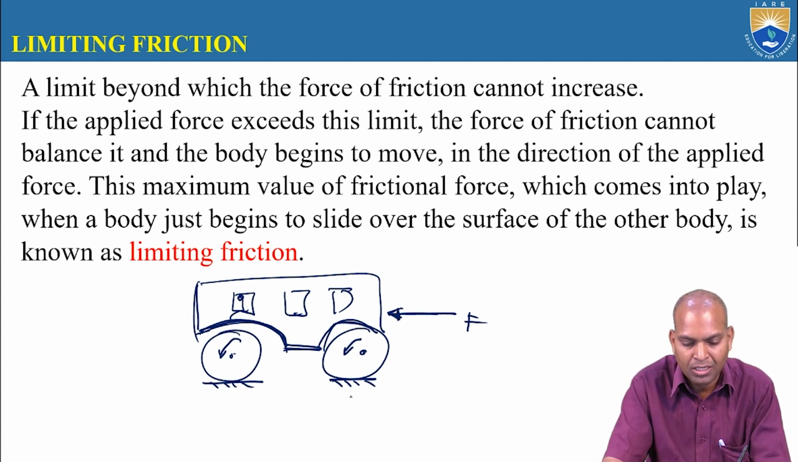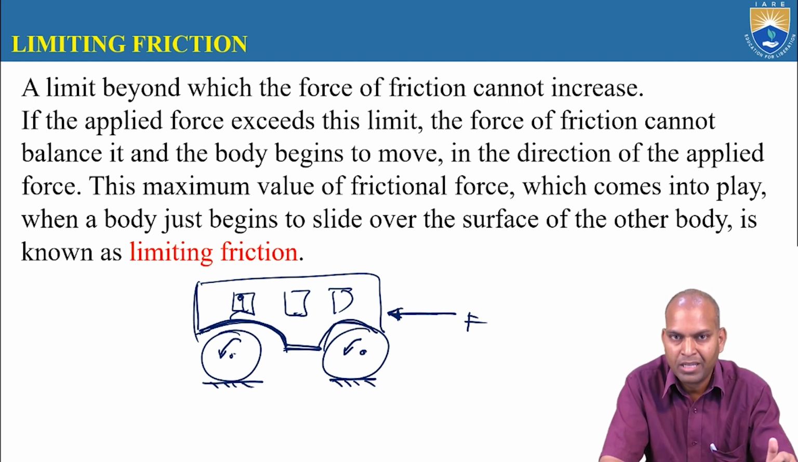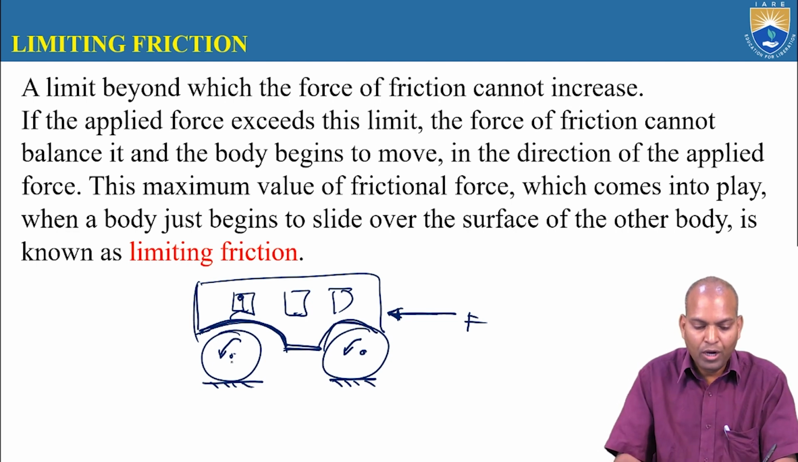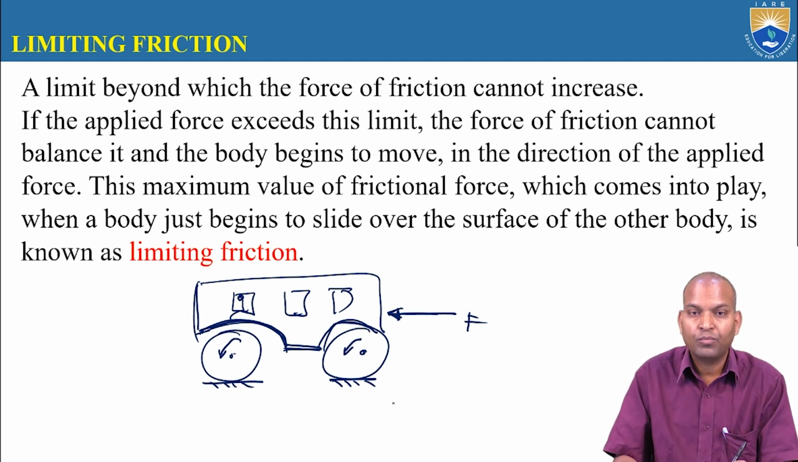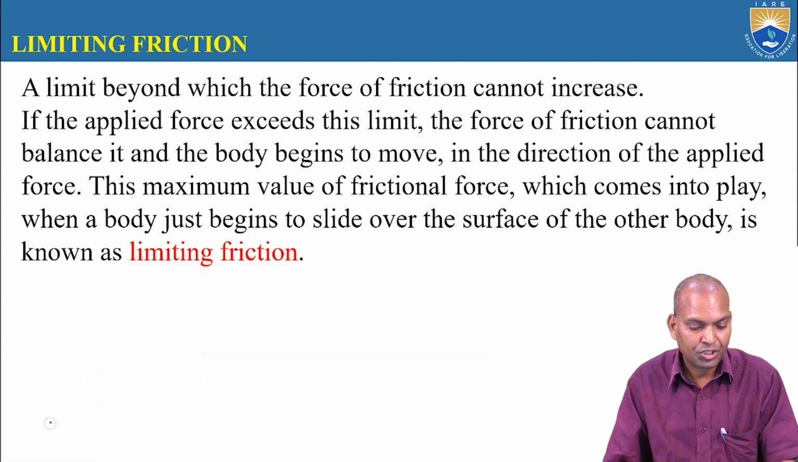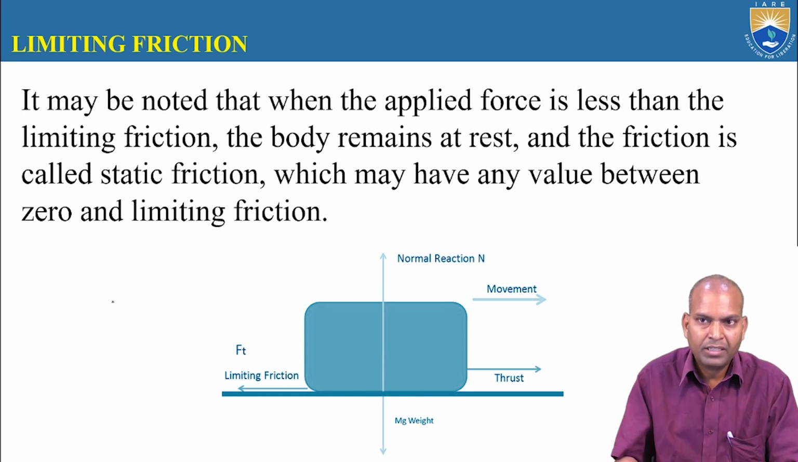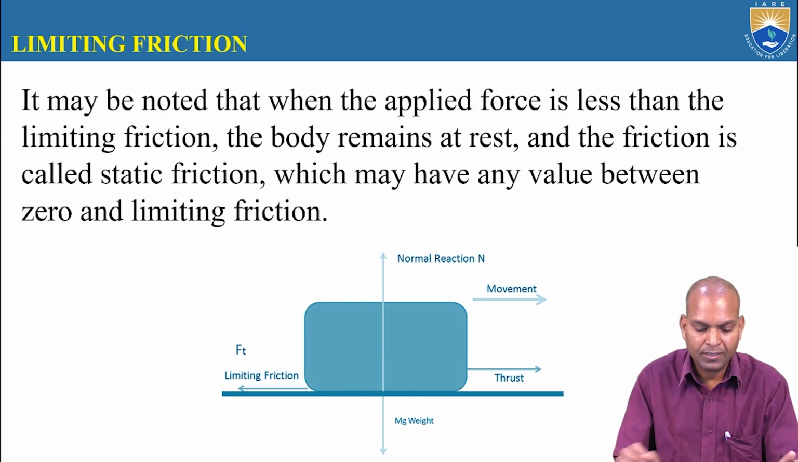Why is more force required initially? There is a lot of inertia plus the weight of the vehicle. The force you apply should overcome the weight and, at the same time, the inertia. At that point you need more frictional force, and that will be the maximum value. That is known as the limiting frictional force. Okay, that is the concept of limiting friction. Further, we'll explain better what limiting friction is.